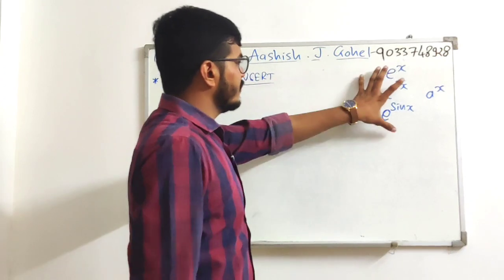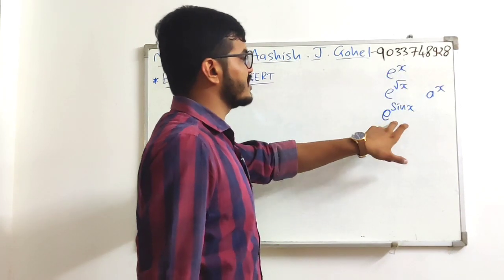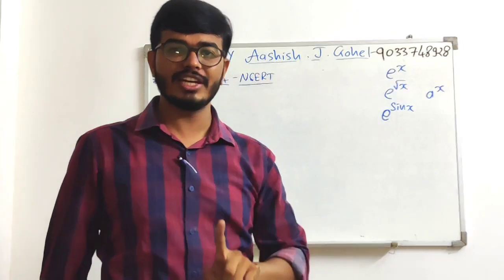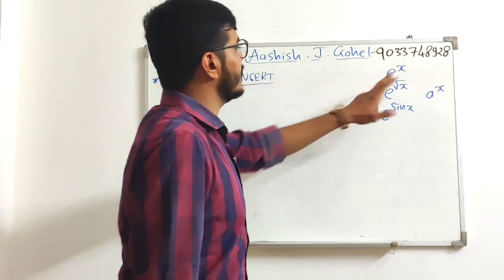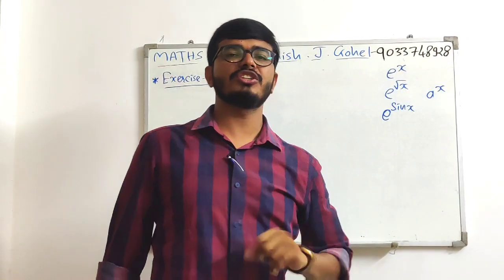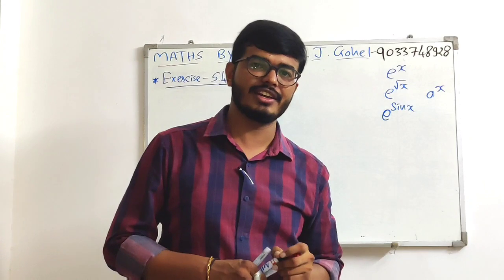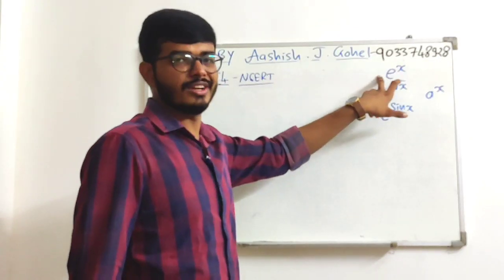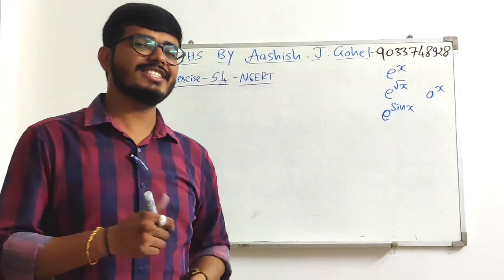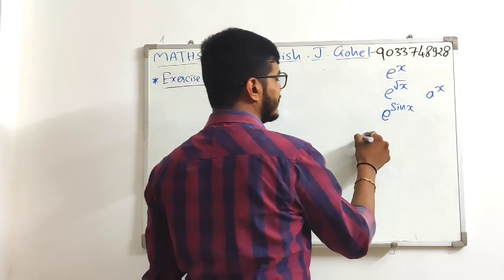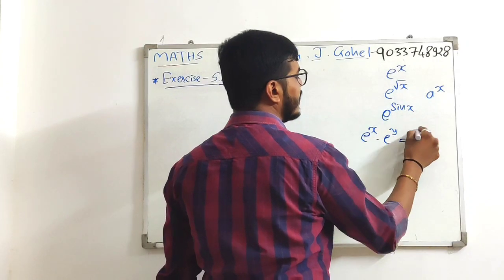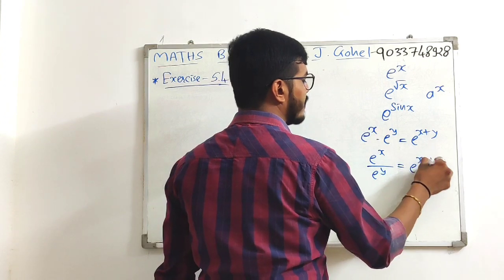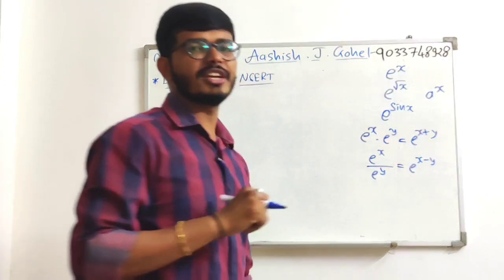Exponential means e raised to something, where e is a special number. The value of e is 2.718, though any number raised to x can also be an exponential function. But in our NCERT textbook, we are given terms containing e only. The basic concept: e raised to x into e raised to y is e raised to x plus y, and e raised to x divided by e raised to y is e raised to x minus y. We need to remember this.